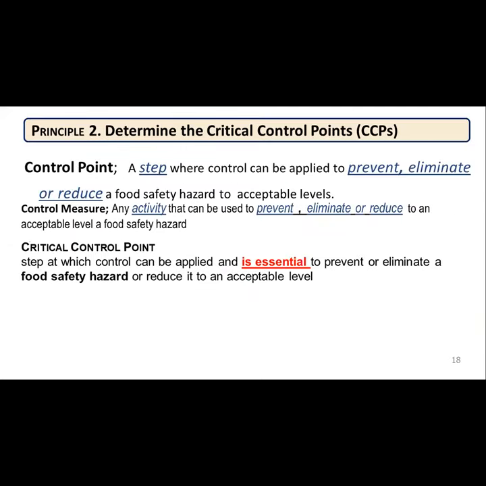Second, what we have discussed: control points, a step where control can be applied to prevent, eliminate or reduce a food safety hazard to an acceptable level. Just like a filtration unit, we can reduce the hazard to an acceptable level. A control measure is any activity that can be used to prevent, eliminate or reduce a food safety hazard to an acceptable level. Next, a critical control point is a step at which control can be applied and is essential to prevent or eliminate a food safety hazard or reduce it to an acceptable level. That's the second principle.